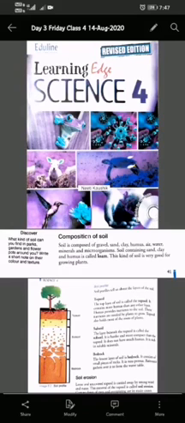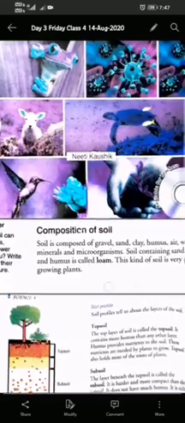Children, today we are going to learn about the topic composition of soil, and it is given on page number 41. So open up your book. Today's date is 14th of August. We are following day 3. Let us read this.